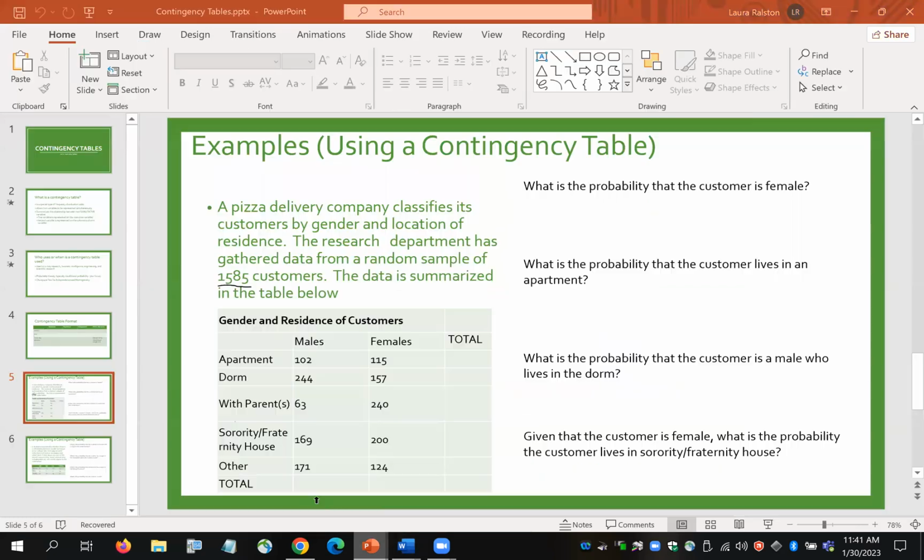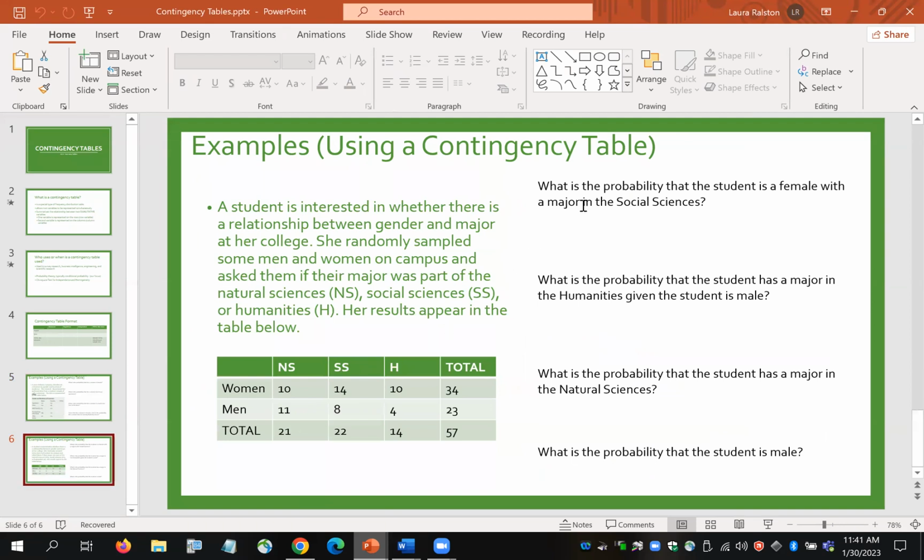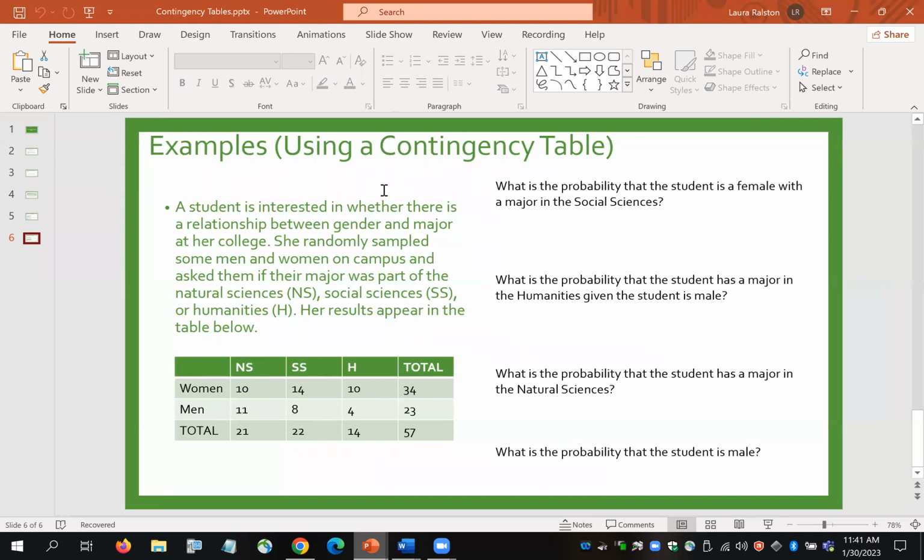I didn't bring the other example into the Word document, but we can still look at it here on this PowerPoint to give you some additional examples. It says a student is interested in whether there is a relationship between gender and major at her college. She randomly sampled some men and women on her campus and asked them if their major was part of the natural sciences, social sciences, or humanities. Her results appear in the table below.